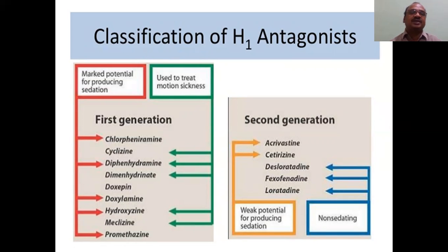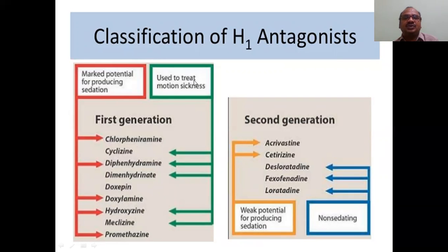Two generations are important. First generation, see how many are there? 1, 2, 3, 4, 5, 6, 7, 8, 9 are there. In first generation, there is marked potential for producing sedation. That is the biggest problem. All these drugs nullify the allergy, they treat the allergy, but they produce sedation. Very important, high sedation. The patient undergoes sedation. See the red marks, all these red marks, 1, 2, 3, 4, 5. These produce marked sedation. All belong to first generation only.